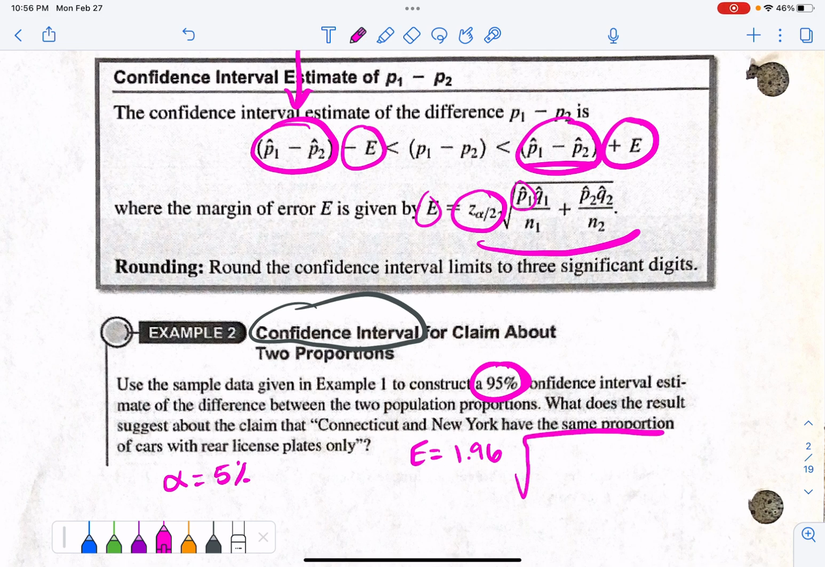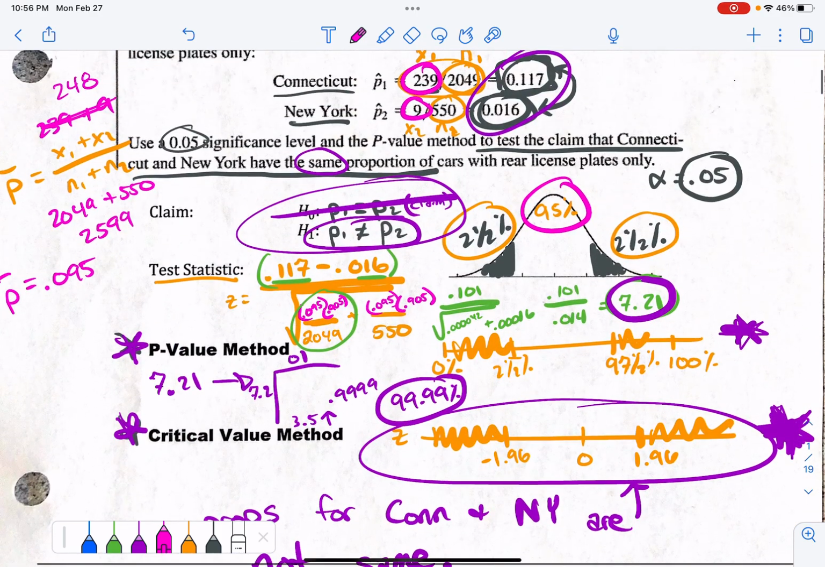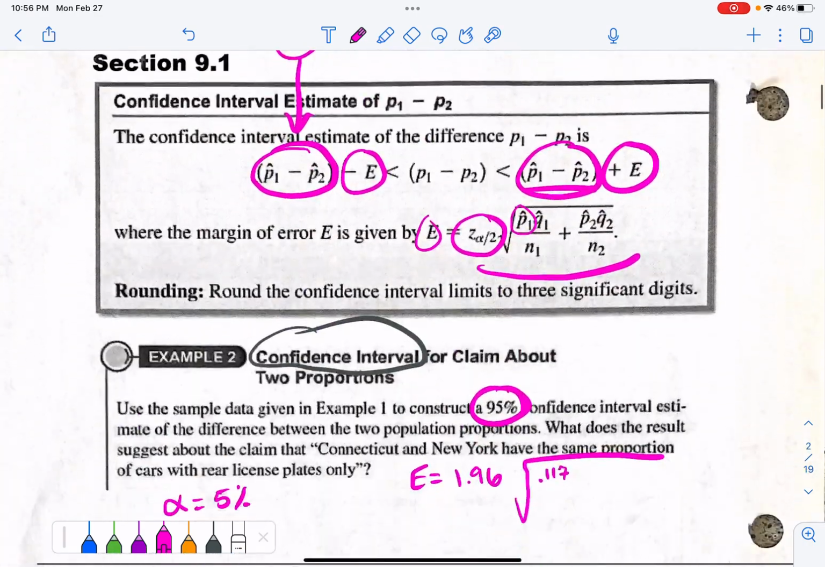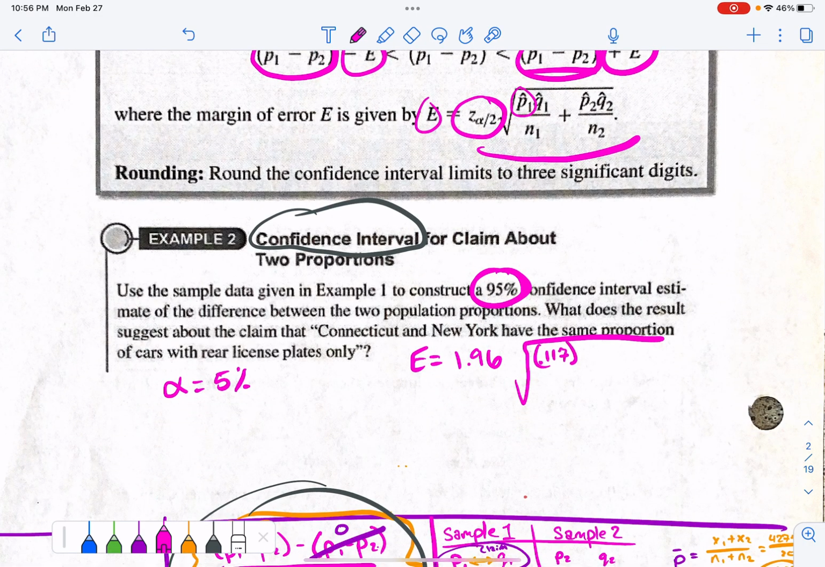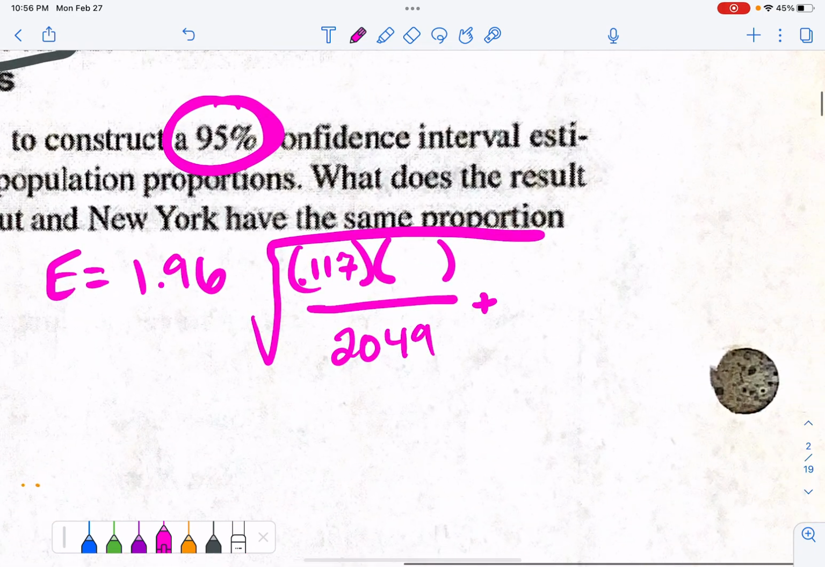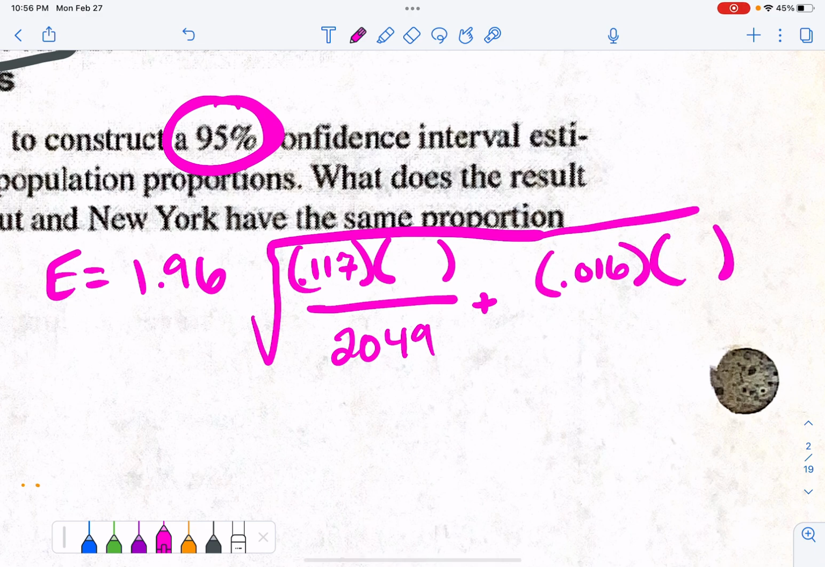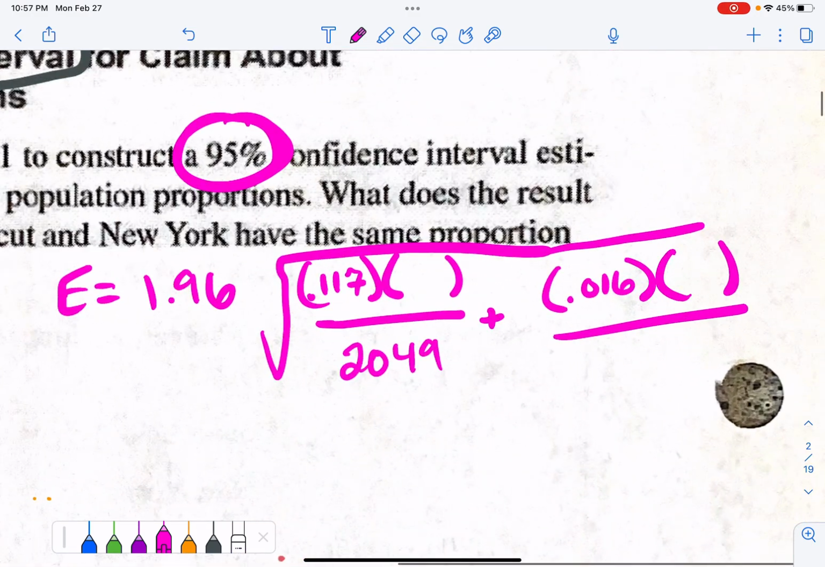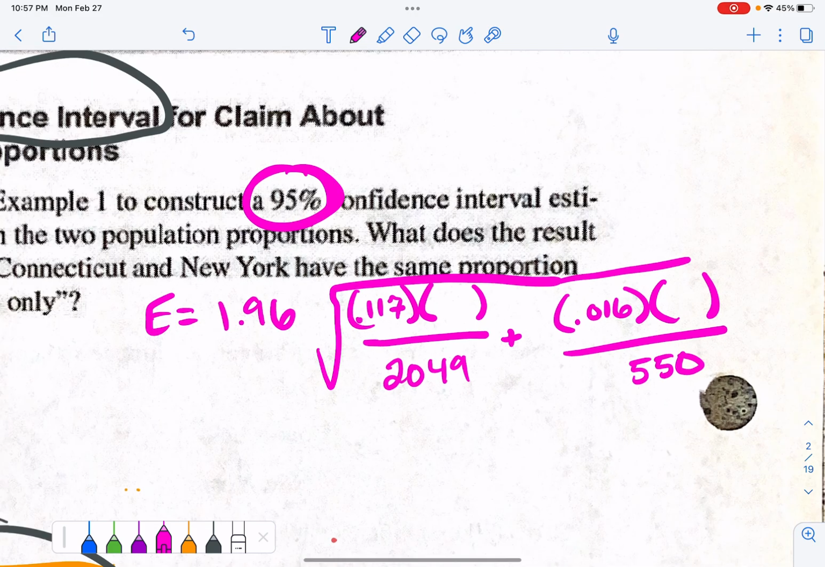Okay, p hat 1 was 0.117. Yes, it is. 0.117. Okay, q hat 1. And n1 was 2049. Let me check that. 2049. Okay. p hat 2, I'm going to figure out what q hat 1 is in a second. p hat 2 was 0.016. What was that number? 550. That's what it was. 550 was n2. Okay, and we're plugging these in.